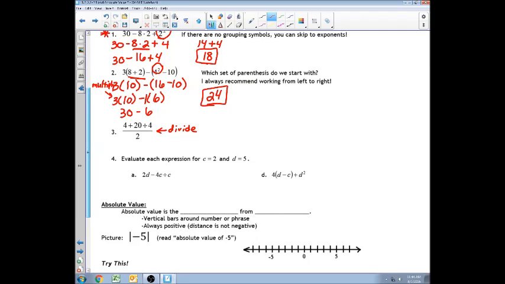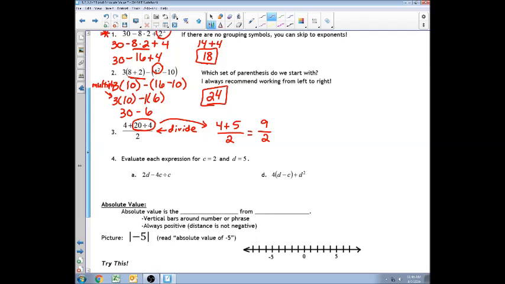So the first step of this problem, I don't have any grouping symbols, I don't have any exponents, so the first step will be taking the 20 and dividing by 4. I'm going to move all this over here. So I'd have 4 plus 20 divided by 4 is 5 over 2. Again, stay just in your numerator. What is the next step in order of operations? Well, it's addition and subtraction. So 4 plus 5 would be 9 divided by 2.